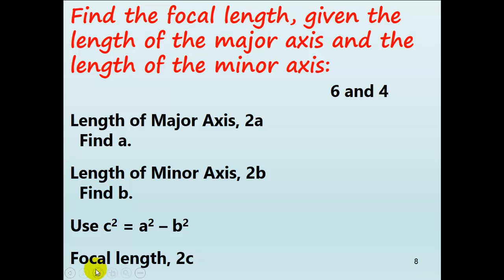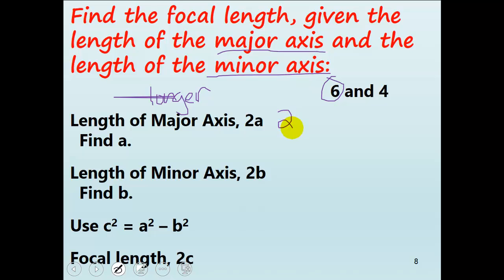All right, so now we're going to find the focal length, and we're going to find this based on the length of the major axis and the length of the minor axis. So the major axis has to be the longer of the two. So you take the bigger number, all right, and we're going to find A from that. So this is the longer or the bigger of the two numbers. So 2A has to equal 6.